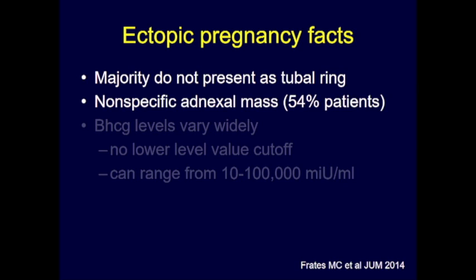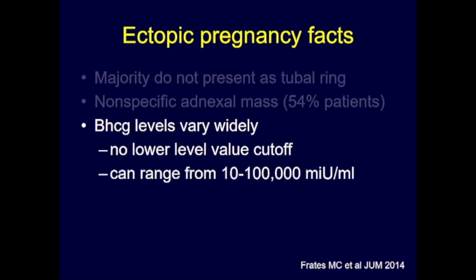The majority of ectopic pregnancy does not present as that tubal ring as I showed in that first image. Rather, there have been studies, this one retrospective study that I listed below, showed that 54% of ectopic pregnancy presented as a nonspecific adnexal mass, separate from the ovary.